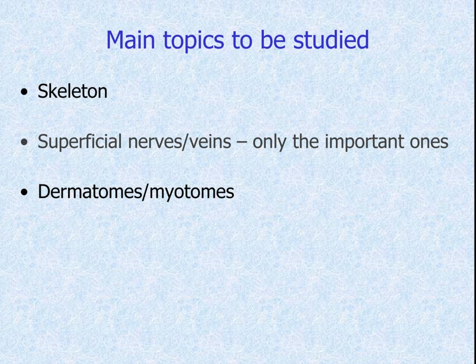Now, the importance of knowing about dermatomes and myotomes is that if you check a given dermatome and the sensations are not intact, then that gives you an idea about the integrity of the spinal nerve and the spinal segment. If there is damage to the spinal nerve and the spinal segment, you will not detect any sensation at the dermatomal level. And similarly with the myotomes, you check the myotomes by checking reflexes.